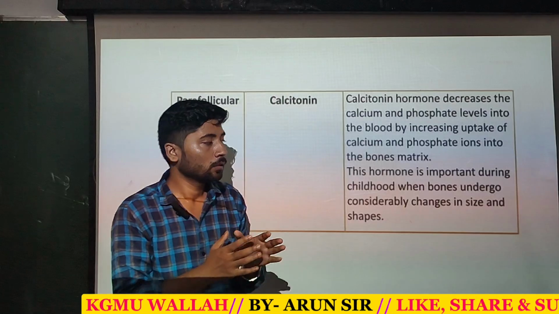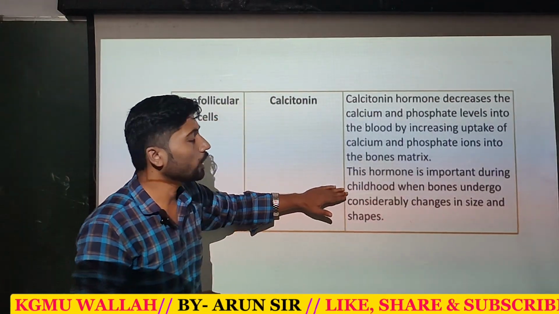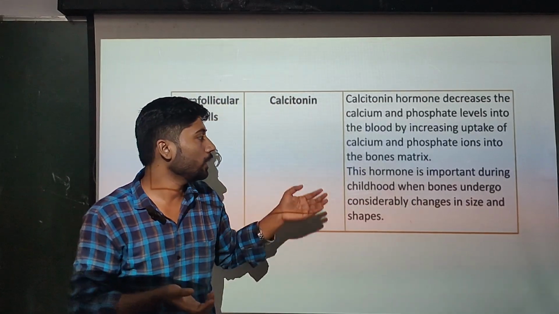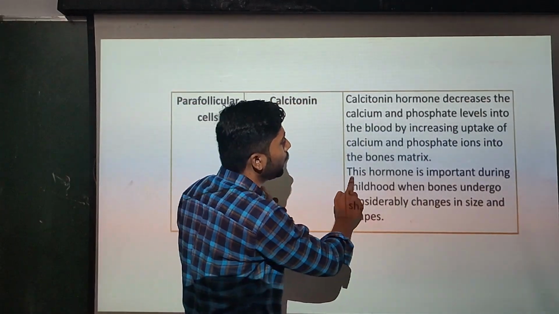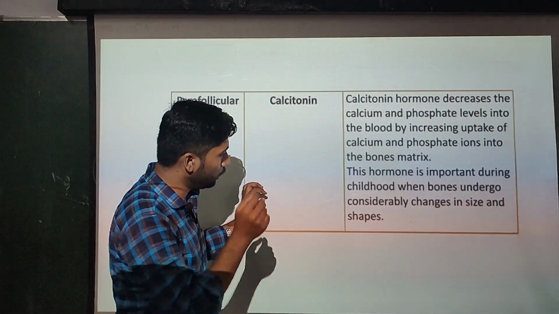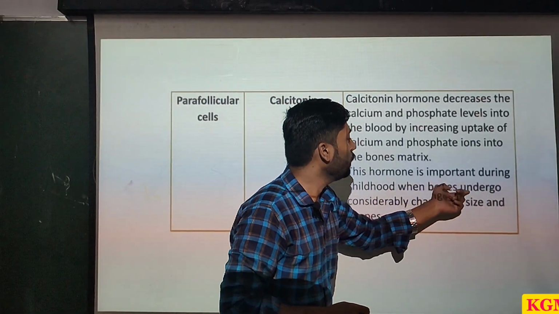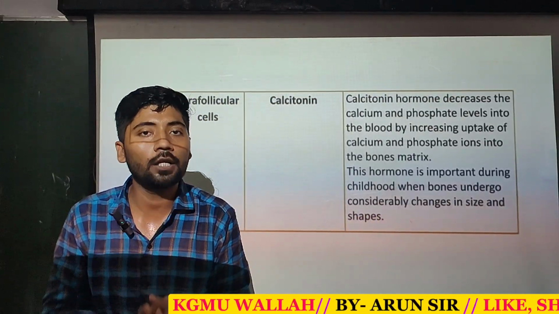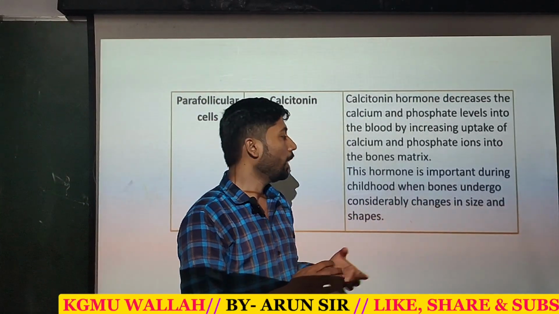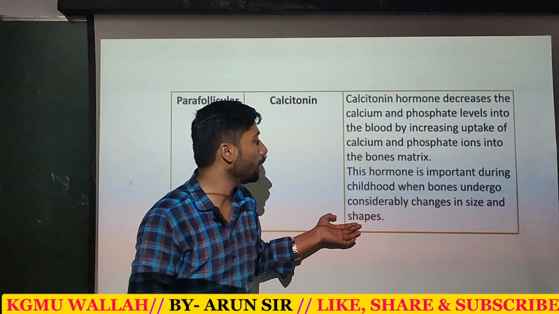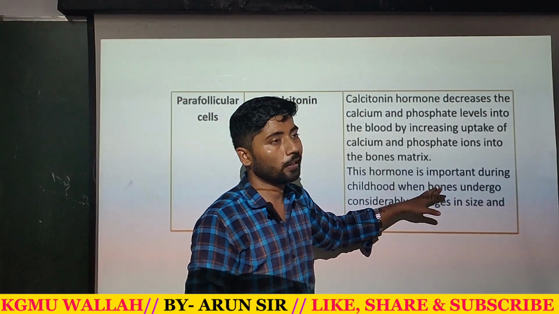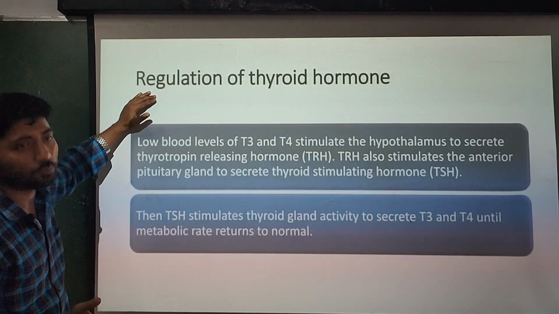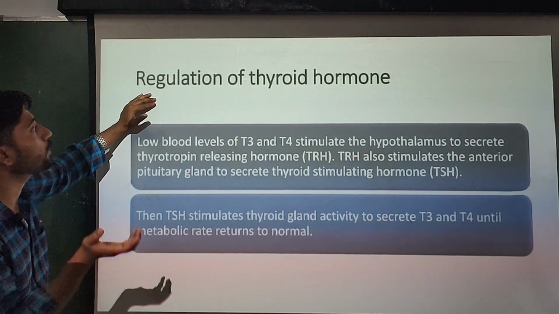into the bone matrix. This hormone is important during childhood. When your age is childhood, then this hormone, that is calcitonin, is very important for you. During your childhood period, the bone undergoes considerable change in size and shape, means that calcitonin is very important for growth and development, and also increases the shape and size of the bone. Clear? Next, if we talk about the regulation of thyroid, how thyroid hormone is regulated.